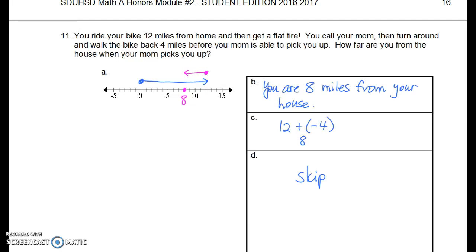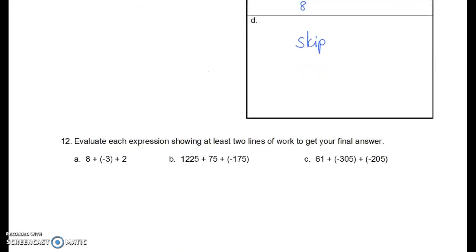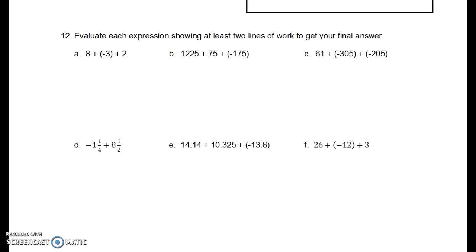Okay, so moving on to the last kinds of problems. These are evaluate problems, and I know many of you know how to do these, but you don't know the kind of work that I need you to show. So that's what I'm here to show you. I'm going to show you how to do number 12, evaluate each expression showing at least 2 lines of work to get to your final answer. So I'm going to do problem A with you, show you what I'm looking for, and then I'm also going to do problem D. Please copy the work as I show it, and then you're going to be doing the rest on your own. Letter A, 8 plus negative 3 plus 2.